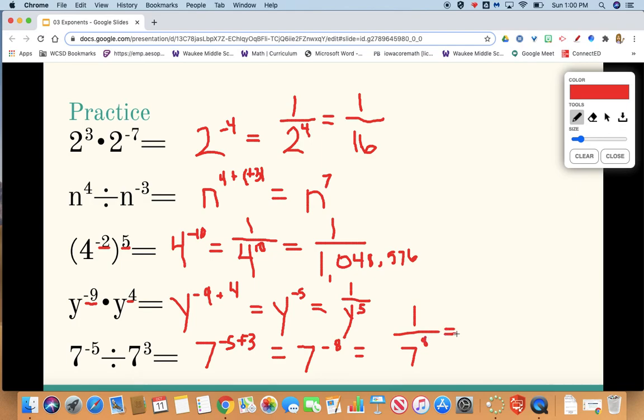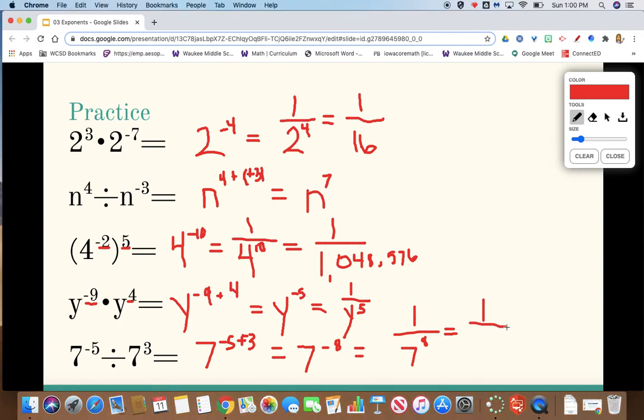Now try solving for 7 to the 8th. I'll give you a minute if you have a calculator handy. It's a very large number. 7 to the 8th, I'm getting 5,764,801.